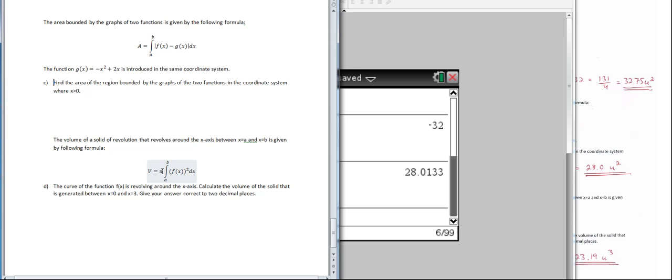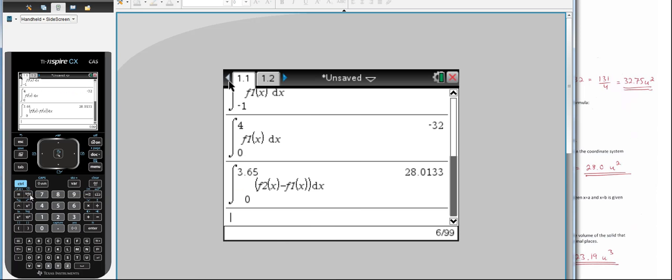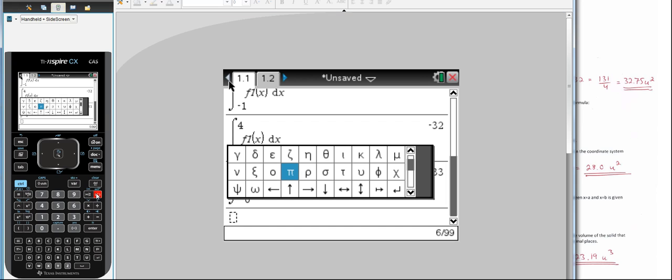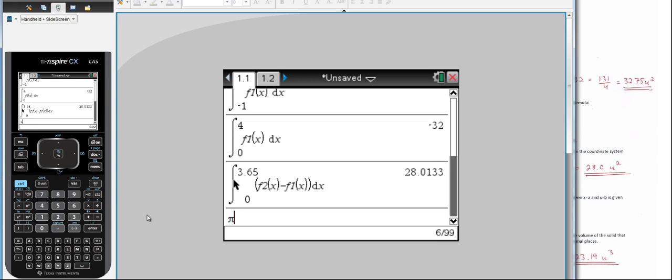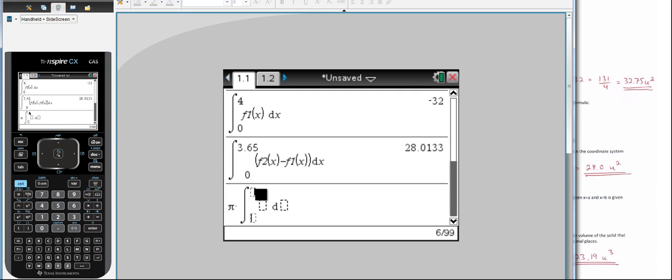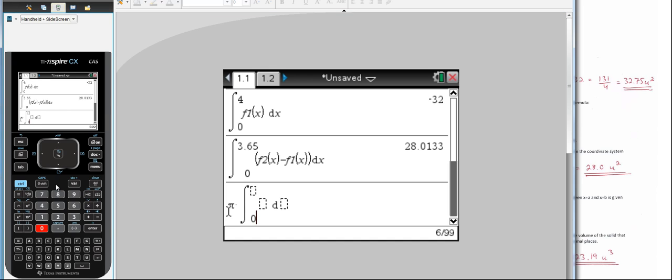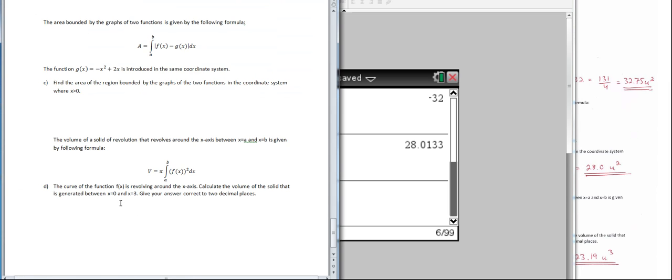It begins with pi. Where do we find pi? Let's go into this. And here we have pi. Just press enter. Pi times, and then the integral. Let's go to the template, choose this one. Lower limit 0, upper limit 3. Let's double check that. It's from 0 to 3. And then we take the function. Our function is f1 of x, and then square it, okay?